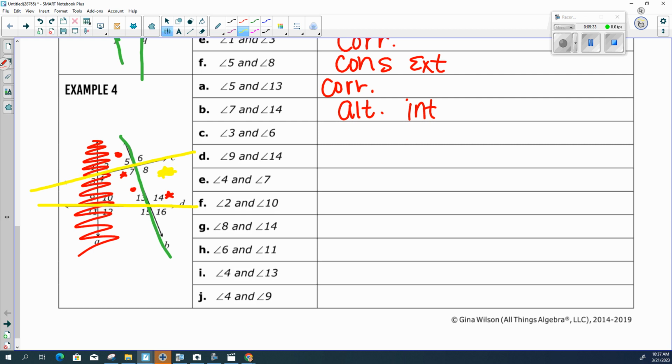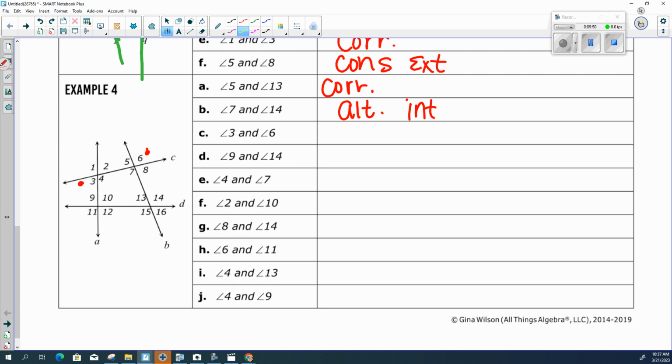So these are inside: 7, 8, 13, and 14. Right now, those are inside. That might change if I use a different transversal. All right, 3 and 6. I can't even see them. You're covering them up with your notebook, hopefully. So move your notebook. Let's find angles 3 and 6.